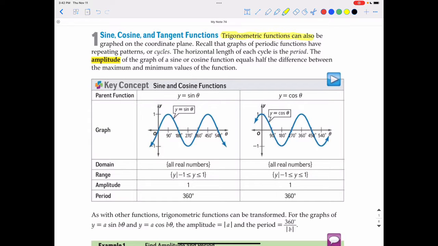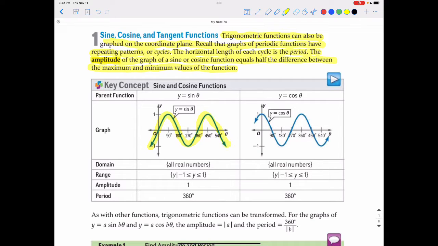Trigonometric functions can also be graphed on a coordinate plane. Recall that graphs of periodic functions have repeating patterns or cycles. The horizontal length of each cycle is the period. The amplitude of a graph of a sine or cosine function equals half the difference between the maximum and minimum values of the function. So we have done a sine graph already, and this is the sine graph.